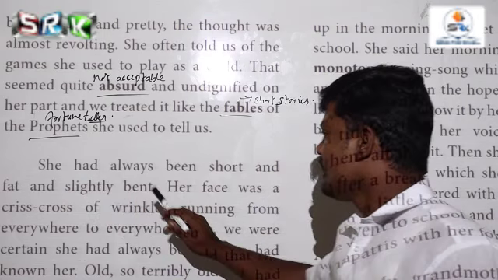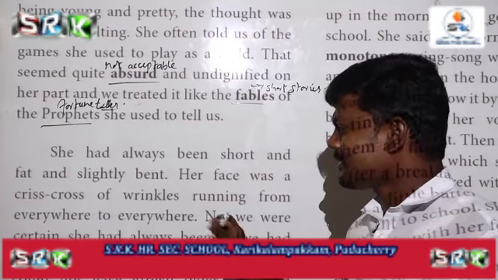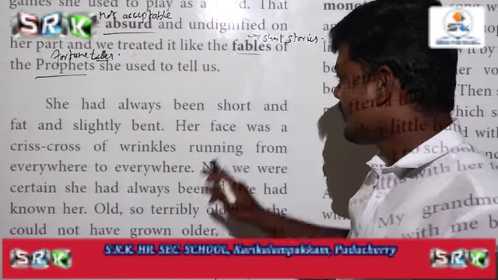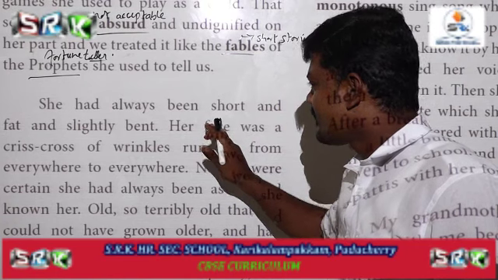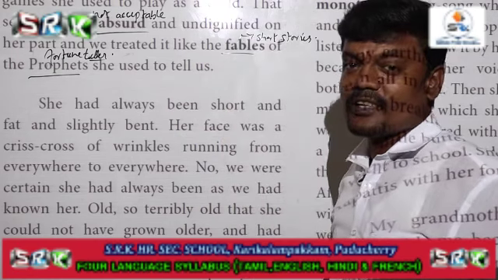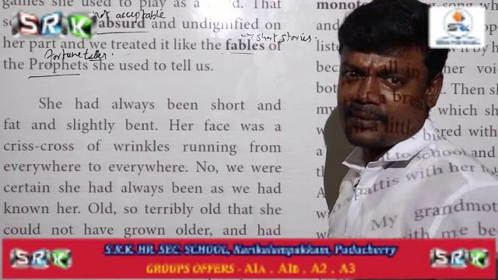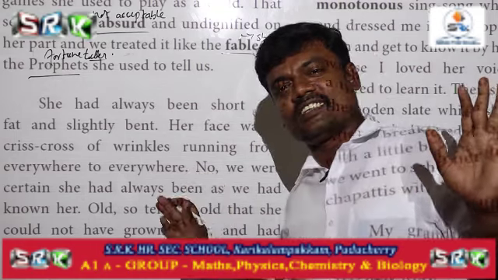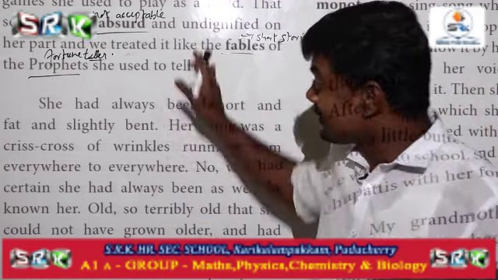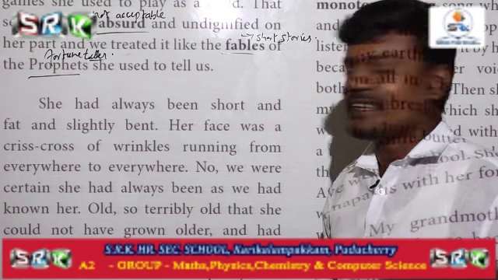She had always been short and fat and slightly bent. So look here, his grandmother is short, fat and slightly bent. Usually all the grandmothers, age-old grandmothers, will be bent. Don't talk about the grandmother who is at 45. Your grandmother may be 45 or 50. She will be standing like this. Don't talk about that grandmother. This is the grandmother who is in the 70s, 80s. No, you look at them, they will be somewhat bending. That is the description.